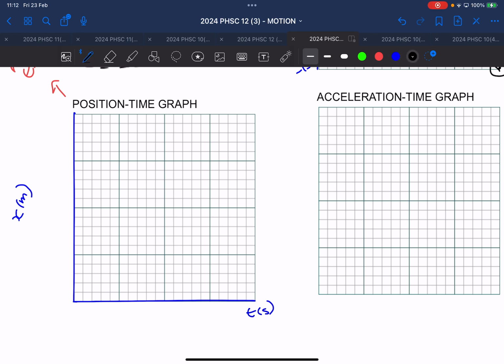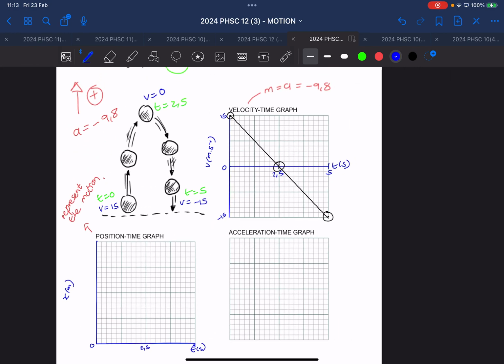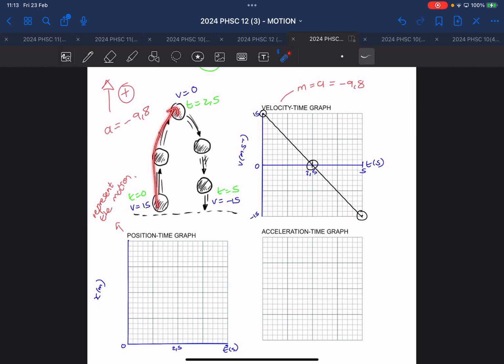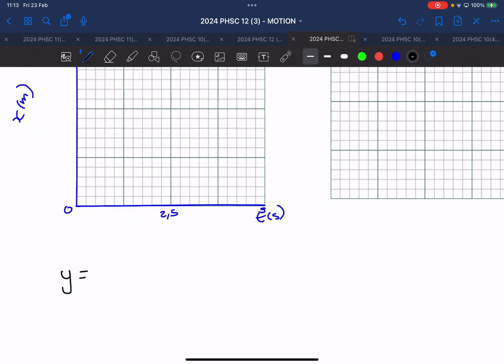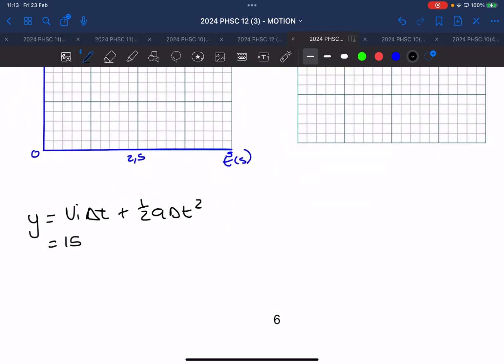Okay, so now the time, we have 2.5 and we have 5. But we don't have the distance that it went up. So normally when they ask you a question like this, previously in the question, you would have calculated how high it would have gone. If they don't, then they just want to see if you know the shape. But we can quickly go calculate it. And how do we calculate that? Y is equal to VI t plus a half a delta t squared. 15, this is given.